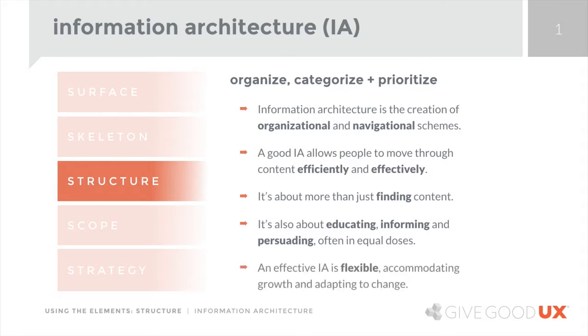An effective IA is flexible. It accommodates growth. It adapts to change, much in the way that the physical structure of the site or the app adapts to change. Information is the same way. When you set categories and say, here are the buckets of information, this is what we're going to call things, these are our main areas of categorization, you want them to be the types of things that are going to have a long shelf life as the product evolves.